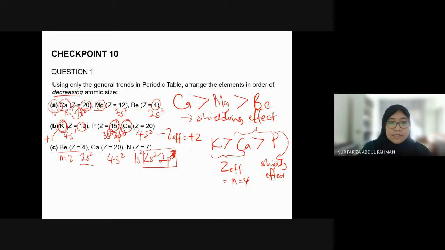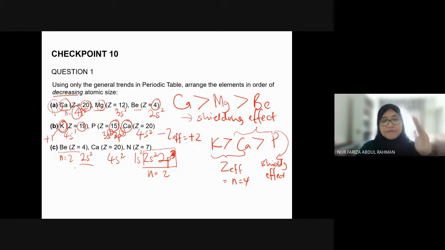Okay, so remember, this is the highest n. That means nitrogen is located at period 2. n is equal to 2, and this is also n is equal to 2. That means nitrogen is located in the same period as beryllium.